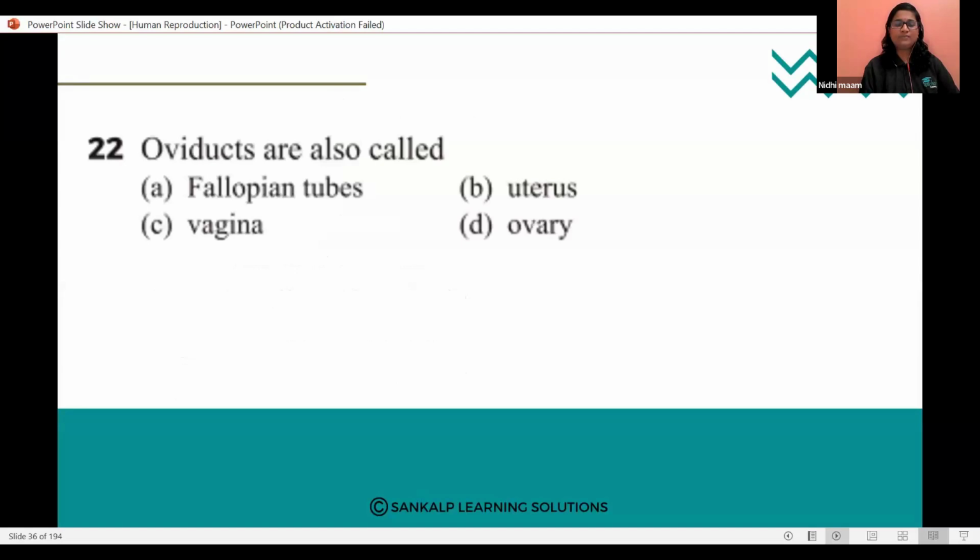Next question. Oviducts are also called. Very easy question. What is the other name of oviducts? A is fallopian tube. B is uterus. C is vagina. D is ovary.